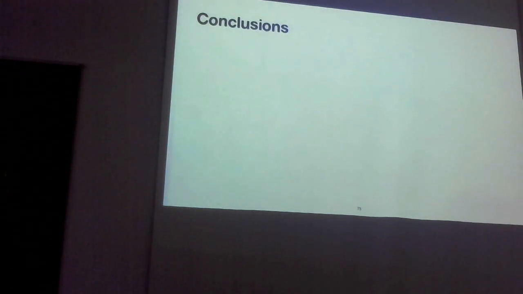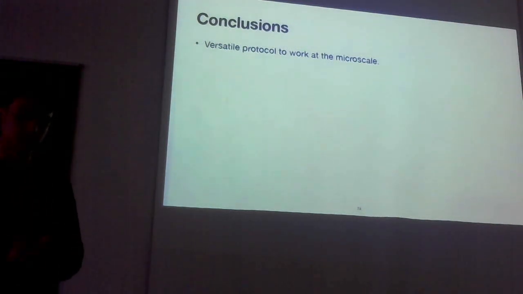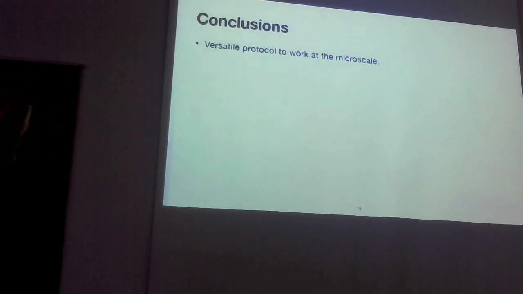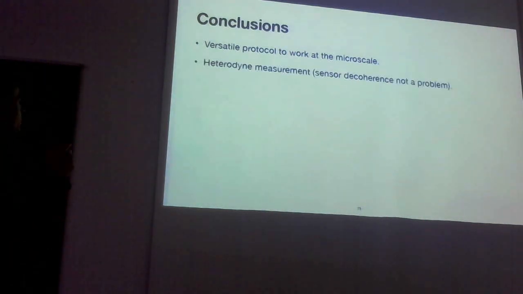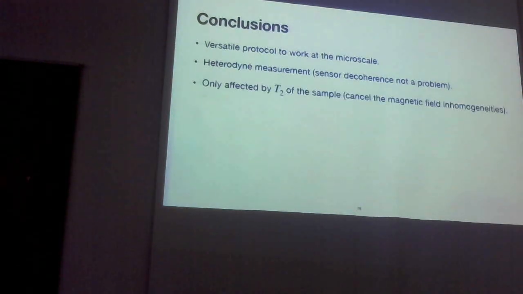So that was it. To conclude, let's recap a little bit what I've said. First, we designed a versatile protocol, versatile in the sense that I can target specific J-couplings in my molecule, and it works at the microscale, so nice. Then it uses a heterodyne-like measurement, so I can work without worrying about the dephasing or the decoherence of my sensor, and it's only affected by the T2 of the sample.